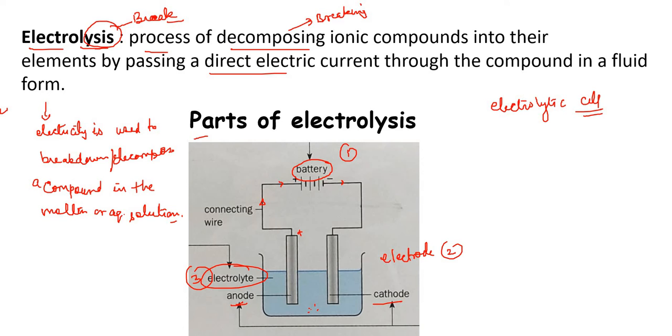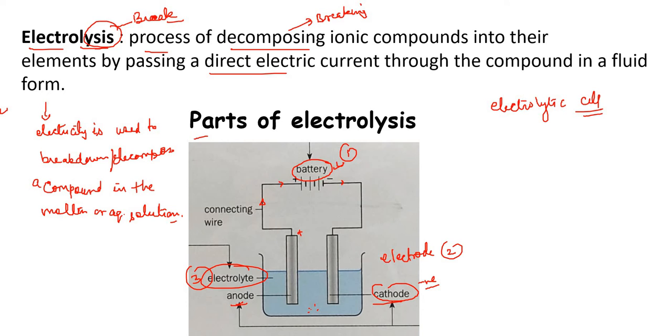These electrons are supplied to the cathode, and that's why the cathode is negatively charged. The cathode is a negative electrode because it is attached to the negative terminal of the battery. The anode is positive because it is attached to the positive terminal of the battery. The battery acts as an electron pump, drawing electrons away from the anode. I hope the function of the battery is clear now.